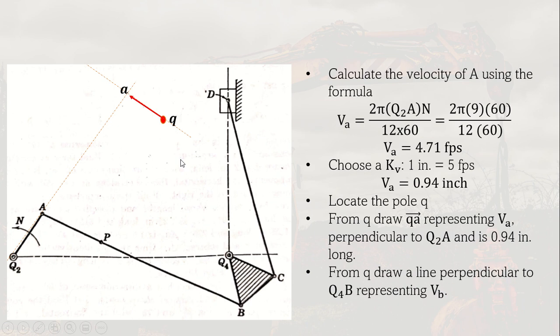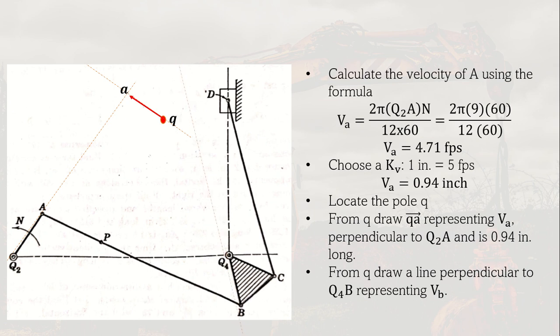And then from Q, draw a line perpendicular to Q4B representing the velocity of B. So point B is located here. Obviously point B will rotate perpendicular also to this axis of rotation, because the axis of rotation of B is this Q4. Therefore, we will draw first Q4B. We draw that line, we extend that line, and then perpendicular to that line is the velocity of B.